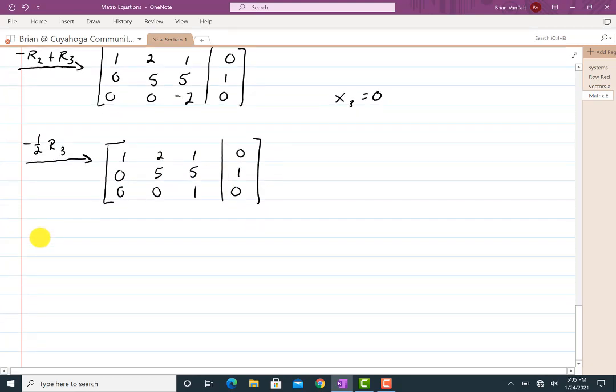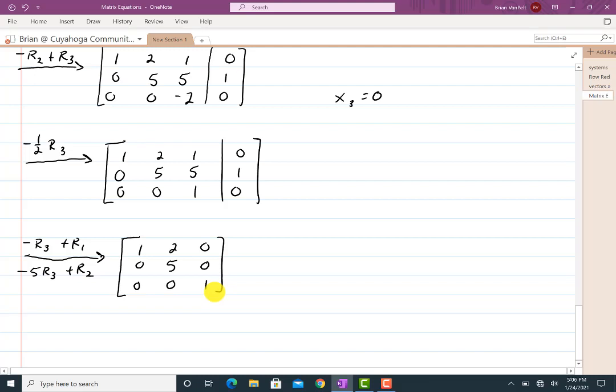Alright, now I'll use that 1 down in the bottom right corner to wipe out the entries above it. Well, do I need to? Yeah, I'll go ahead and wipe them out. So I'll do negative R3 plus R1, and then negative 5 R3 plus R2. And of course there is a 0 in there, so I didn't change anything over. Oops, I made a mistake there though. I'll put that line in. So I have 0, 1, 0 still here.